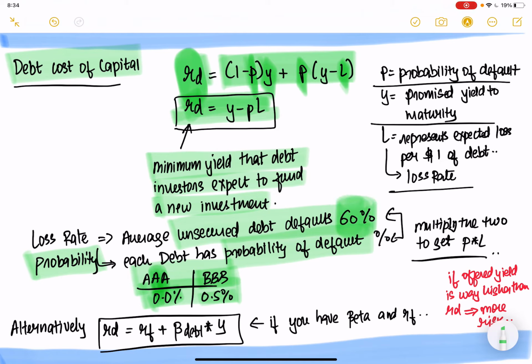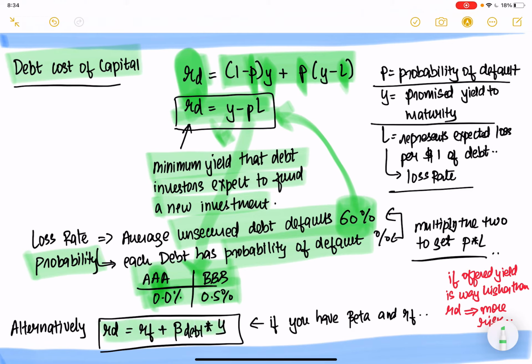So if you combine that L, the loss rate of 60%, and P, the probability of default of the debt that you're issuing, and you know the yield, then you can actually find out what the debt cost of capital is, which is what the investor is expecting when they are raising money through debt.